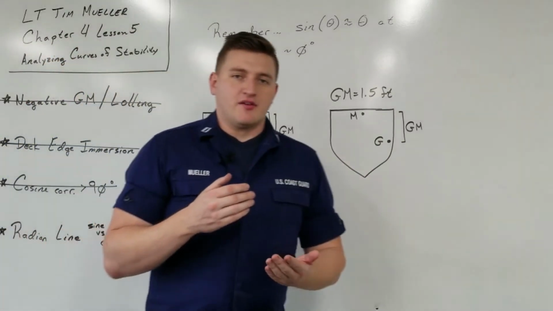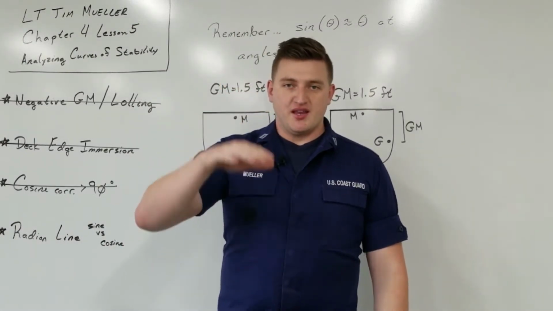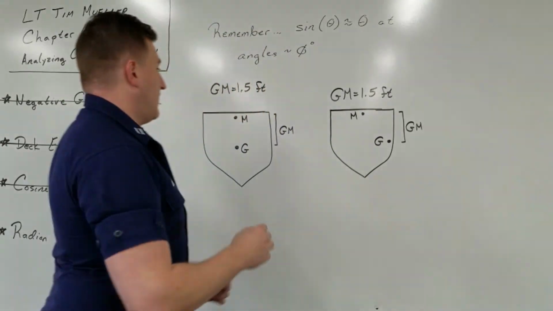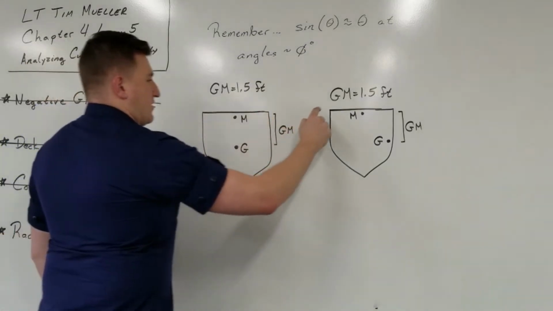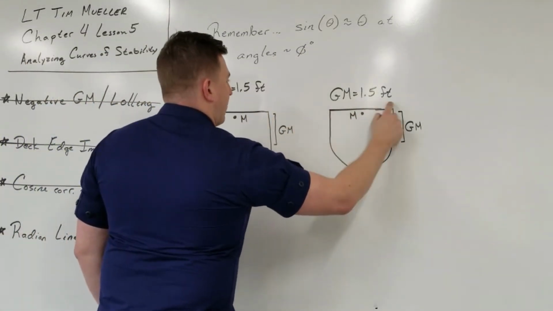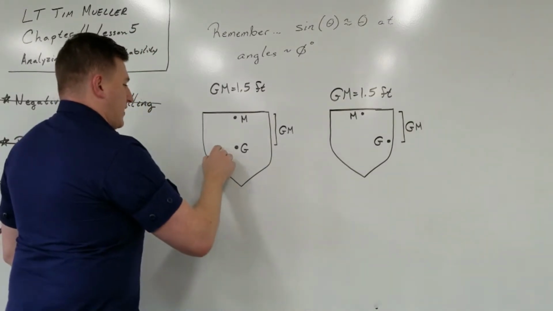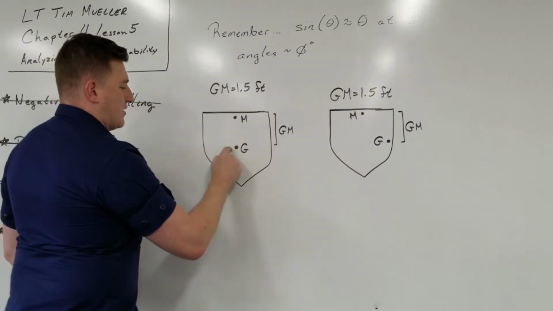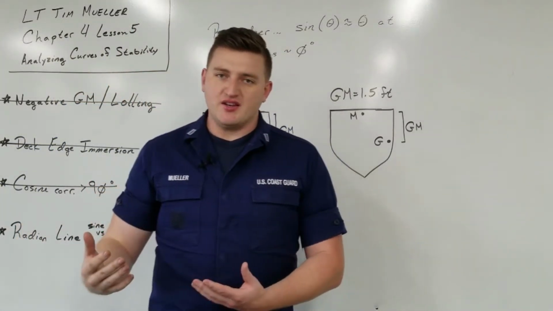Now remember, the height of the metacenter is just the vertical distance between G and M. It doesn't care about the horizontal orientation of each other. So GM equals 1.5 feet is the same as GM equals 1.5 feet. I just chose 1.5 feet for the sake of example. But it doesn't matter where on this boat that G is, as long as it's on that same height, the GM isn't going to change.